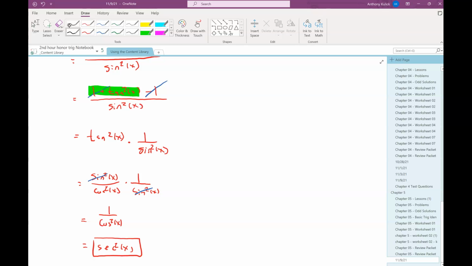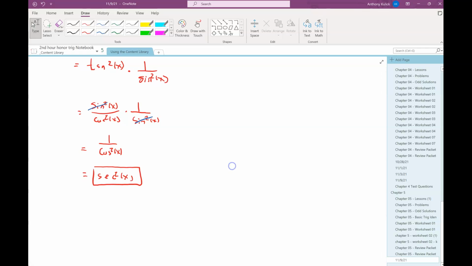Just as an FYI, this was my favorite part of trigonometry when I was a high school student. I loved these little things. They're just like little puzzles. I guess we'll stop here as there's not a lot of time left.